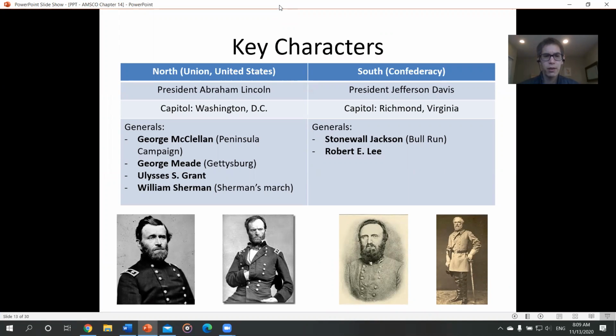Now, for some key characters, Abraham Lincoln is the main leader you've got to know in the North, along with Ulysses S. Grant, who will become president later on, and William Sherman, who is a general that we'll meet later. Their capital was in D.C. And then the South and the Confederacy, we already know about Robert E. Lee and Stonewall Jackson, those two military leaders. And then their much weaker president, Jefferson Davis. They were based in Richmond, Virginia.